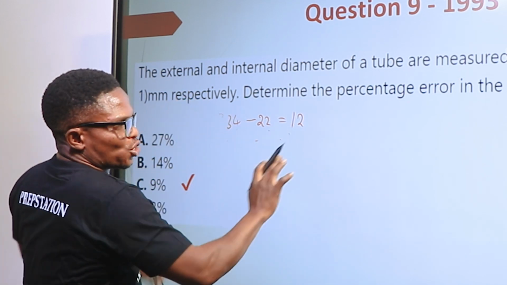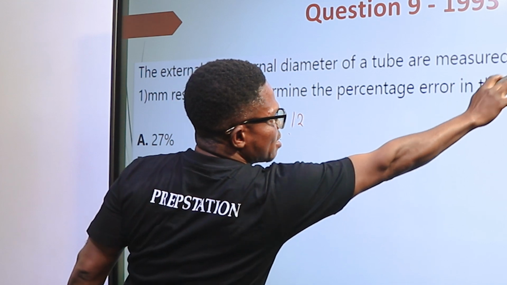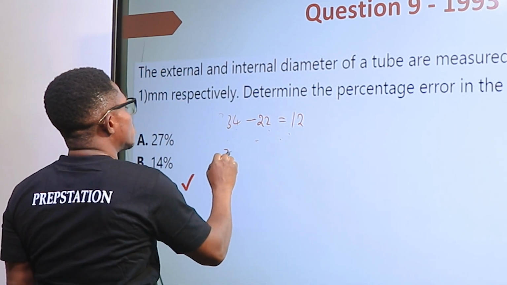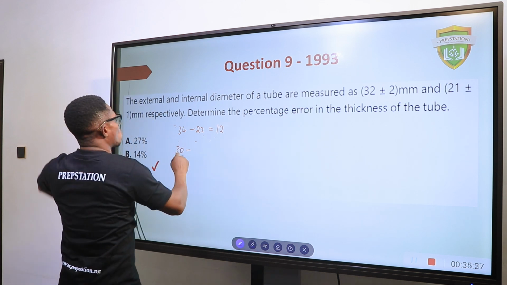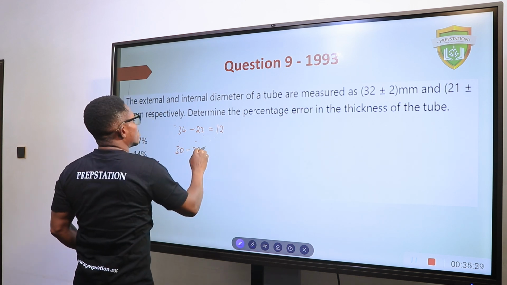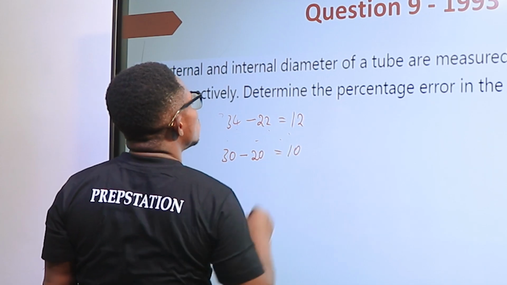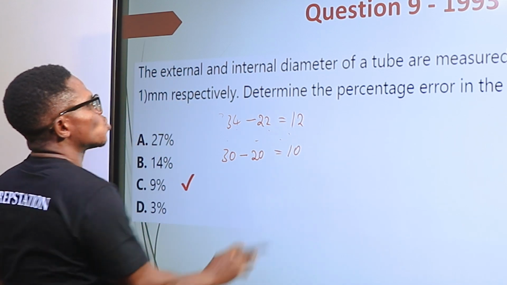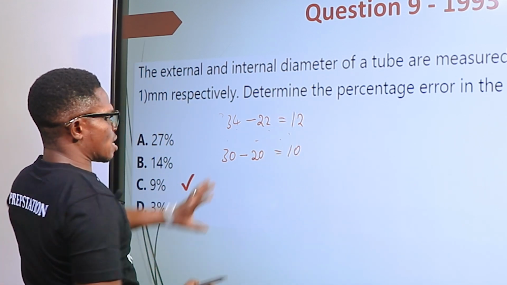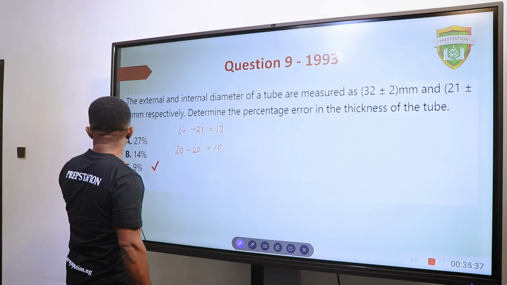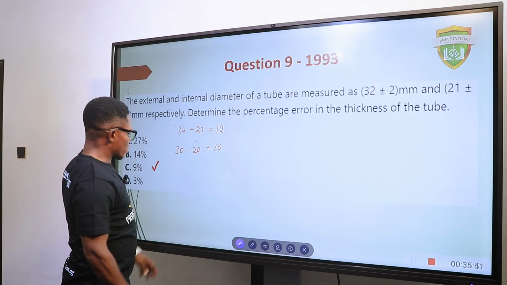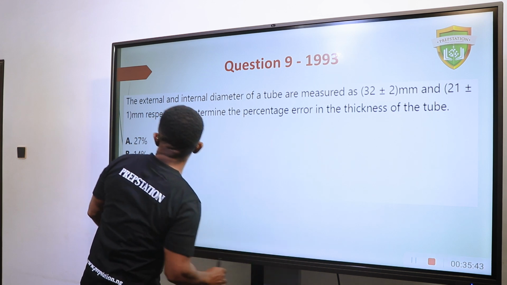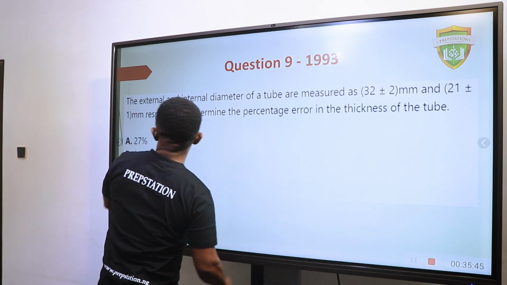Now that is for addition. Go back again to the same number. 32 minus 2 is 30. Then 21 minus 1 is 20. So this will be equal to 10. Okay? So the difference between these two, by the time you continue to work on it, then you arrive at the answer 9%. So the reading accuracy for this is 9%.